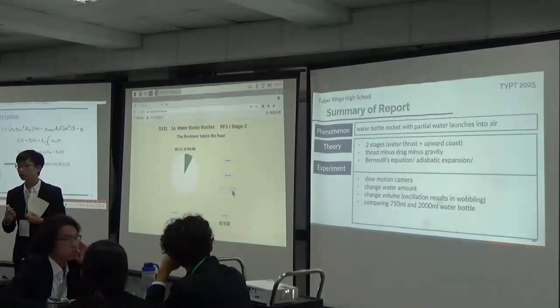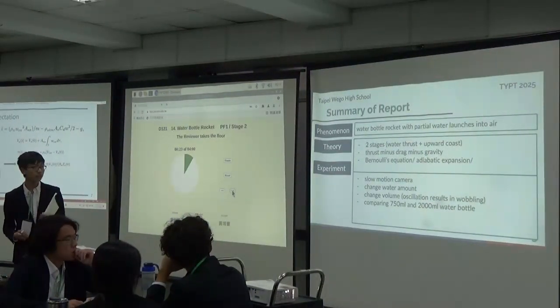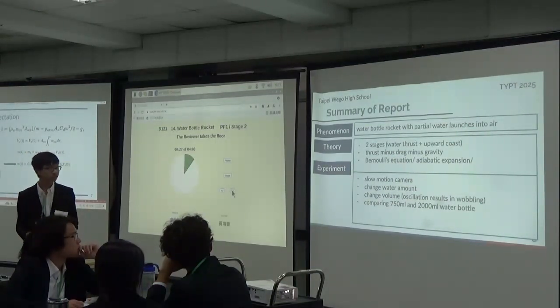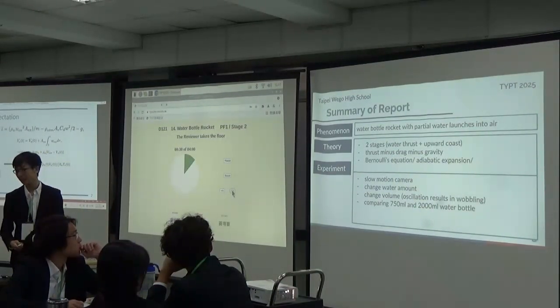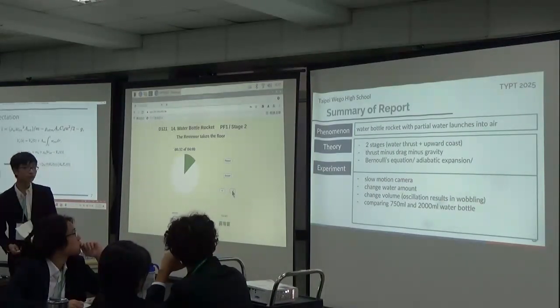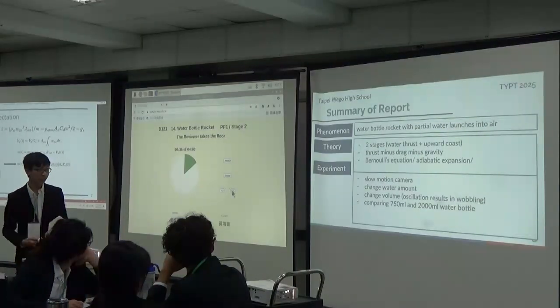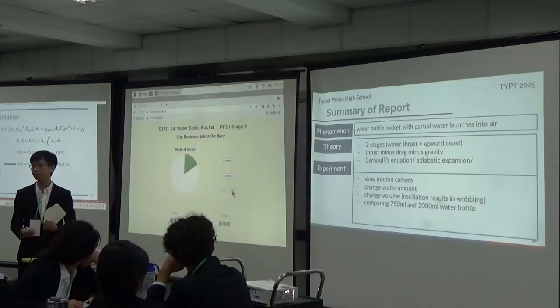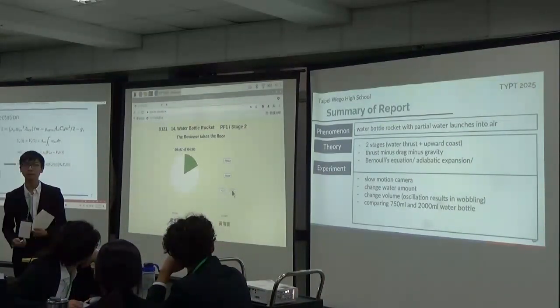The theory that the reporter uses is thrust minus drag minus gravity, and some of the theories used are Bernoulli's equation and adiabatic expansion. And for the experiment, the reporter uses a slow motion camera, and the variables that the reporter changes are the water amount and the volume, and then compares the two different bottles that they made the experiment on.